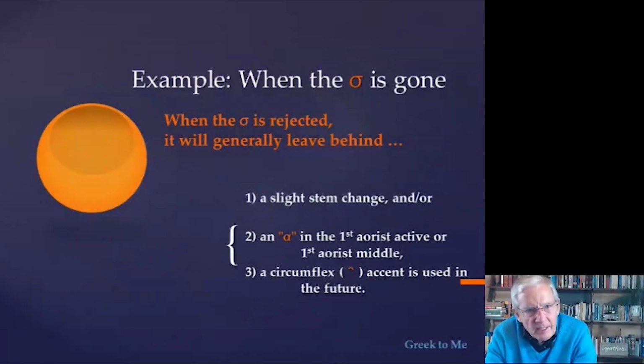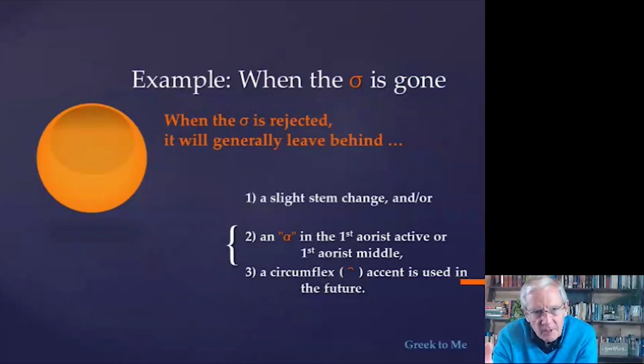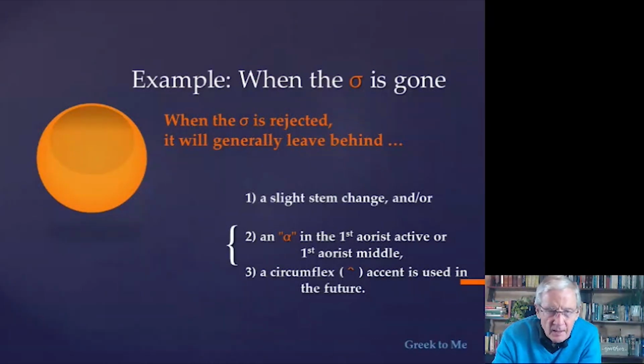Now, you may say, when the sigma is rejected, what happens then? It will generally leave behind a couple things. There may be a slight stem change. In the aorist, you're going to be left with the alpha in the first aorist active or first aorist middle. That alpha is still going to be there. And then you're going to often have a circumflex accent used in the future tense.